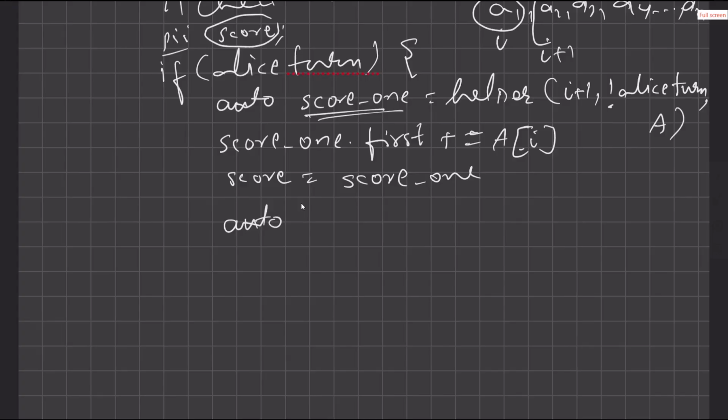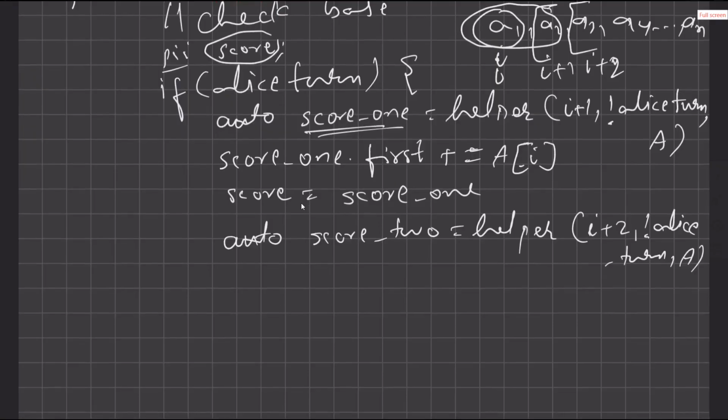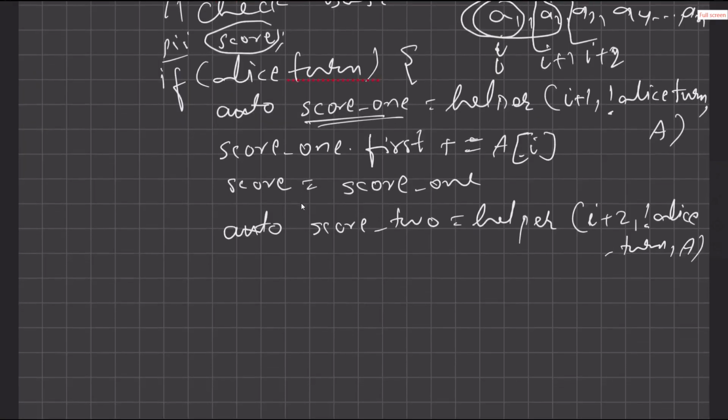Next, I'll try to choose two scores, and I'll call a helper function. It's like I've chosen these two elements. My I was here, so I've chosen I and I plus one. So next, Alice is going to choose from the I plus two element. I'll be passing here I plus two, and I'll flip this Alice turn, and then I'll pass this array. So I've got a score 2 as well, which will again have two values. The first value will be Alice's score, and the second value will be Bob's score.